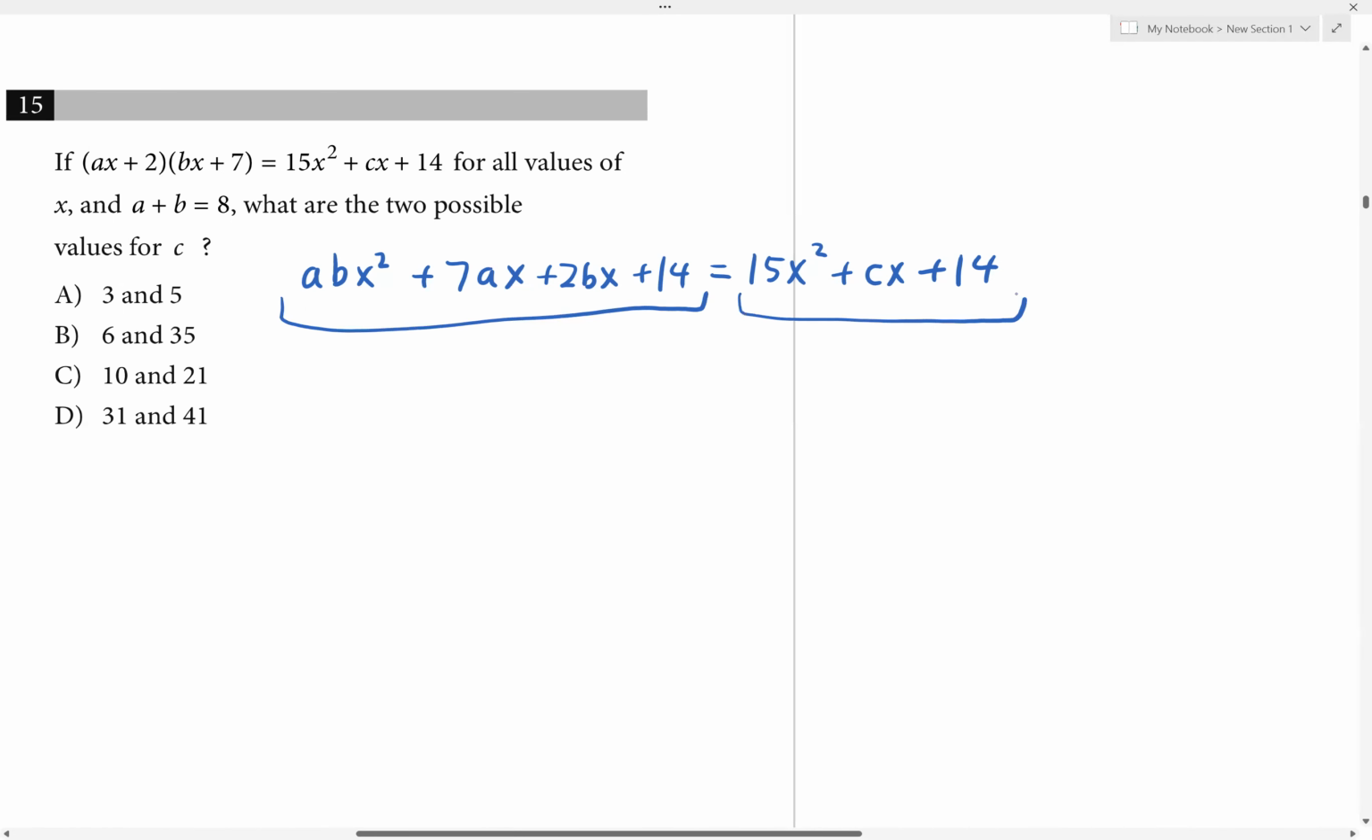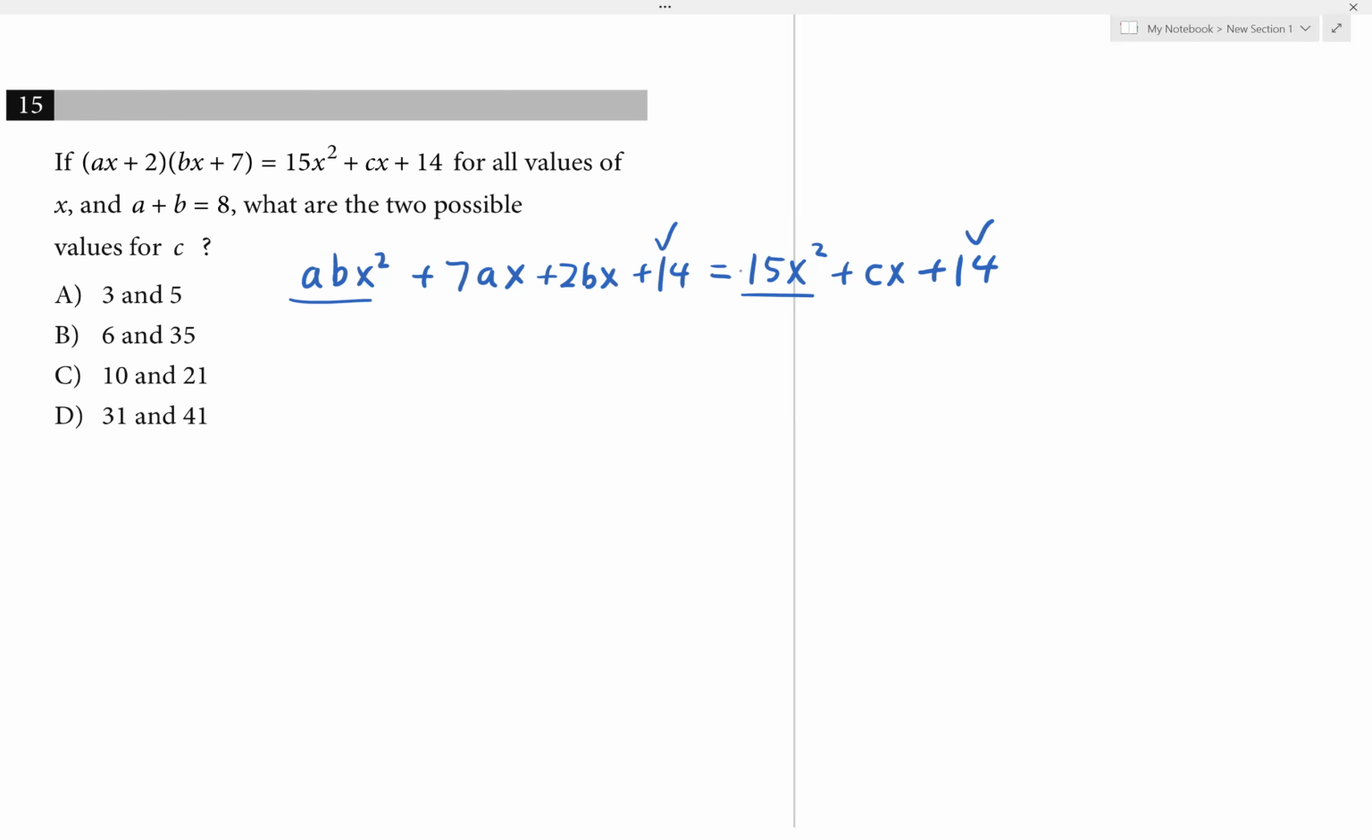Okay, and you see, we know the two sides have to be equivalent. They have to be equal on both sides, which means you see we have a plus 14 and plus 14, right? They match, so that's good. And then for the square term, we have abx squared and 15x squared. We know these two have to be equivalent, right? Because we have no other square term. So if abx squared equals 15x squared, then we know ab has to equal 15. Okay, a times b does have to equal 15, otherwise the whole thing won't equal 15x squared. Okay, so that's what we know here.